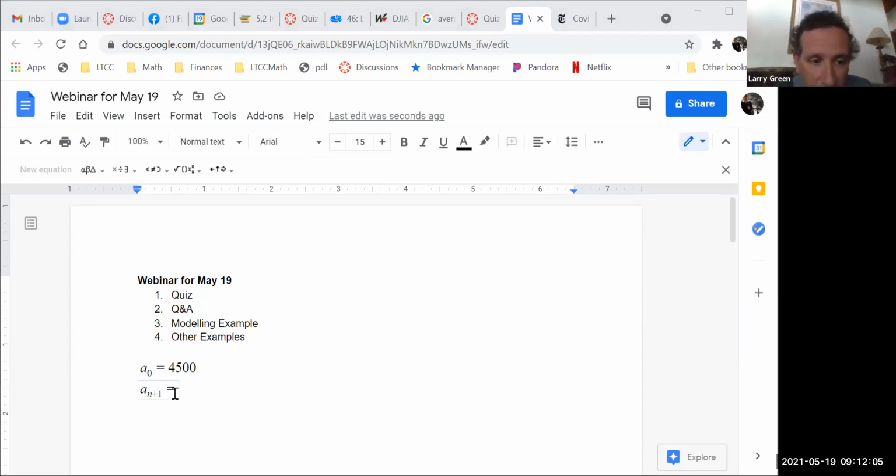Yeah, right. So it increases by 6%. That means you multiply by 1.06. Since I wrote n plus 1, we don't need to do the n minus 1. It's just going to be a sub n. So it's going to be 1.06 a sub n, and then minus 300.